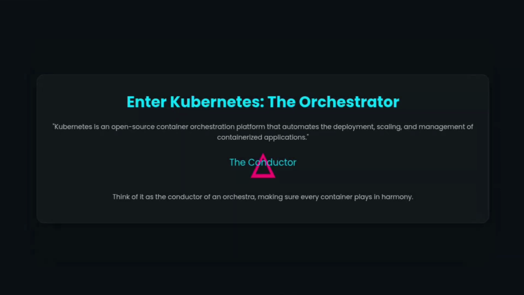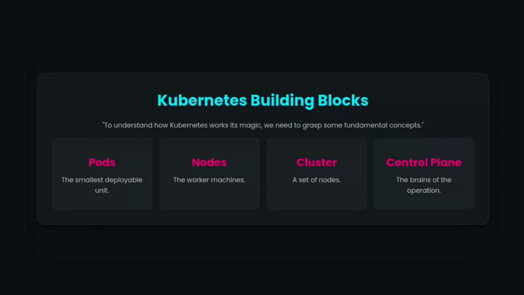Often abbreviated as K8s, Kubernetes is an open-source container orchestration platform that automates the deployment, scaling, and management of containerized applications. Think of it as the conductor of an orchestra, making sure every instrument, in our case, every container, plays in harmony. To understand how Kubernetes works its magic, we need to grasp some fundamental concepts. These are the building blocks of any Kubernetes deployment.